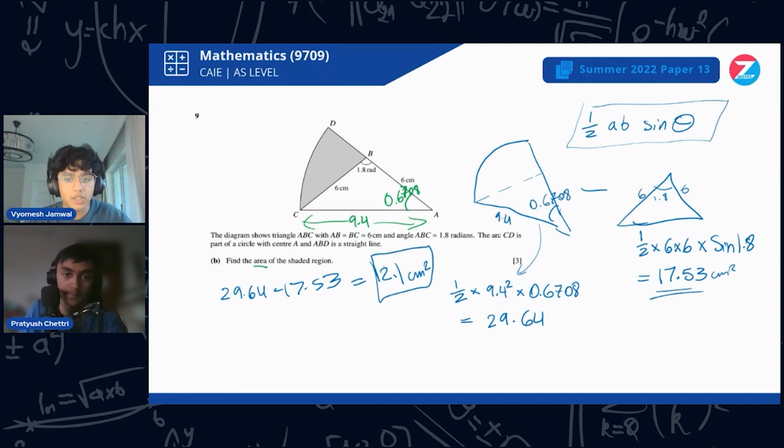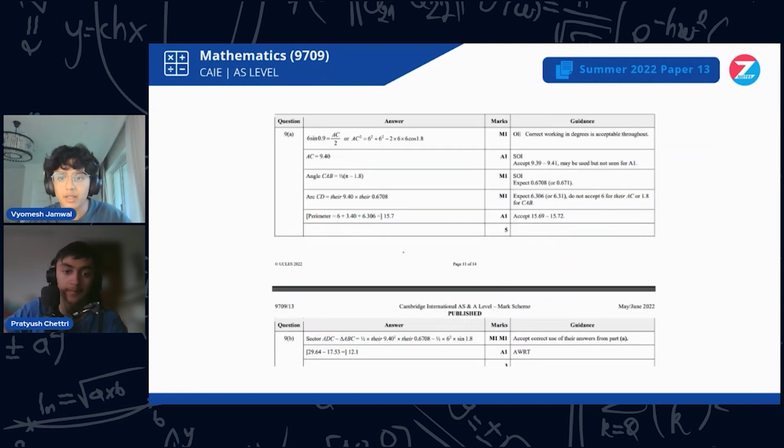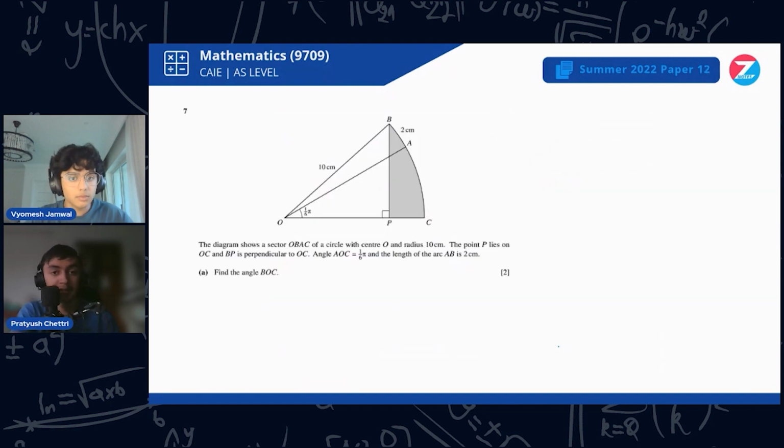Yeah. We could check it with the mark scheme too on the next page. And yes, that is correct. Let's go. Sector minus triangle. See that half AB sine theta formula here. Awesome. And I think, how many more questions do you want to do?